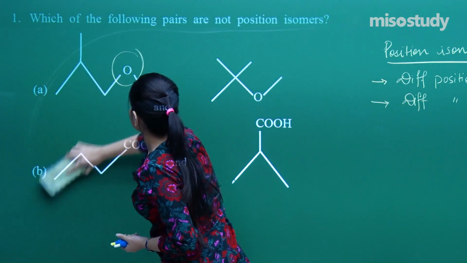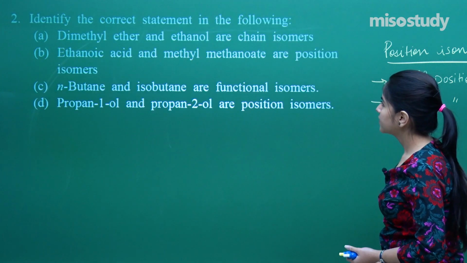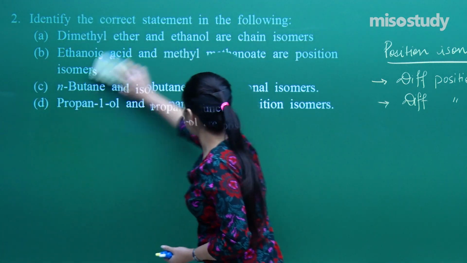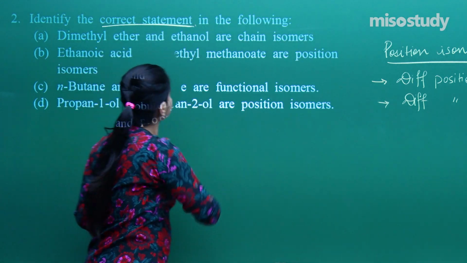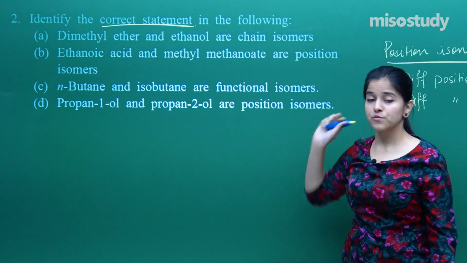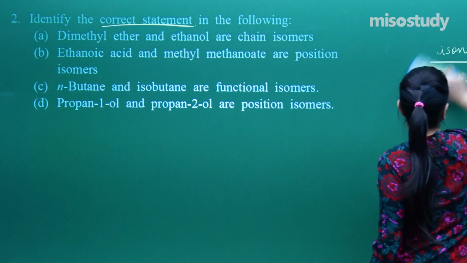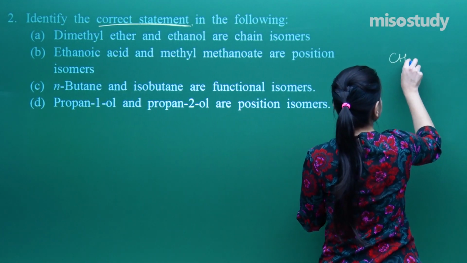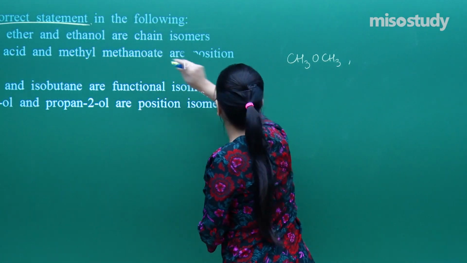Now let's move on to the next question. What do I have next? Identify the correct statement. You need to find out the correct statement. Dimethyl ether and ethanol are chain isomers. Let us draw the structures for that. What is dimethyl ether? It is this. And ethanol.